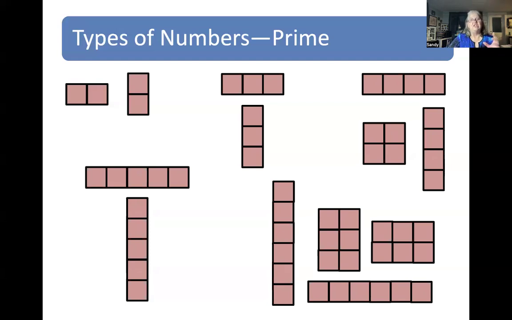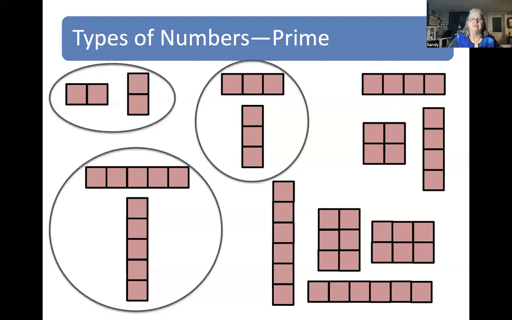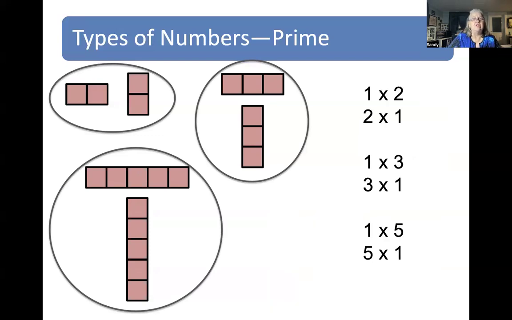Now, what if I circle the ones that I could only make 2 different rectangles for? Notice 2, 3, and 5, I could only show 2 different rectangles for. Those are the first 3 prime numbers. And so if you look at 2, 1 by 2 or 2 by 1, 3, 1 by 3, 3 by 1, 5, 1 by 5, 5 by 1, each of these have 2 factors. 2, 1 and 2, 3, 1 and 3, 5, 1 and 5. Each have exactly 2 factors.